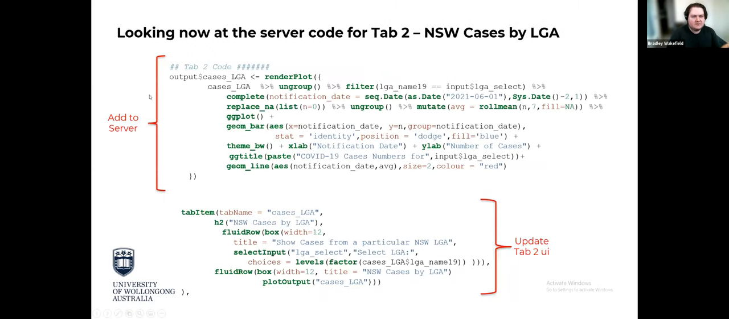So we've got our server code here. Now, effectively, what I'm doing is the same as what I did before, except this time I'm filtering based on LGA name, and I'm going to select the LGA associated with whatever LGA was selected in my input. And again, we run the same code as we did before. I still have to complete it, but the same code we used when we selected it in the LGA Wollongong code before. And I need to update my tab 2 UI with this plot output argument down the bottom, the cases LGA.